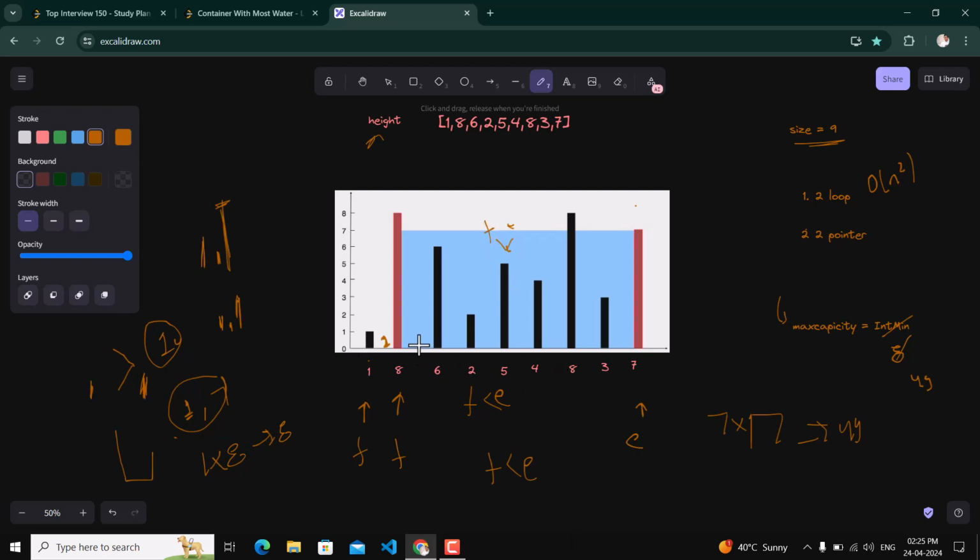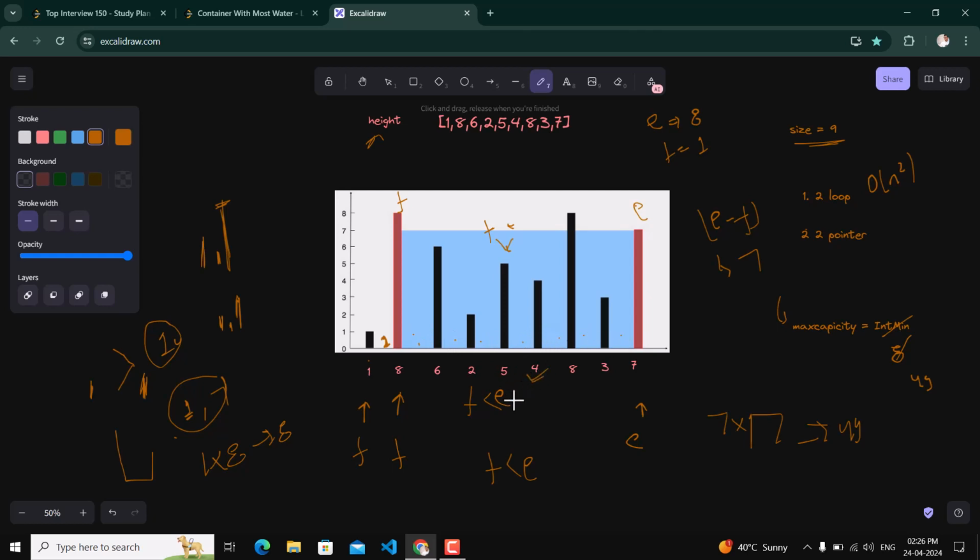Now how will we compute this horizontal distance? If front is here and end is here, how will we compute it? End will be pointing to an index, so it will be 8, and front will be pointing to an index of the height array, so it will be 1. So each time we will calculate e minus f, which will give us the horizontal distance, or the breadth. So it is 8 minus 1, 7. Let us count 1 2 3 4 5 6 and 7.